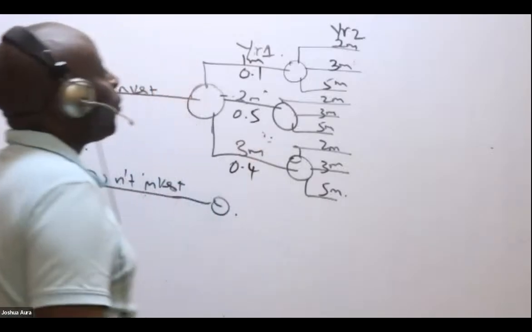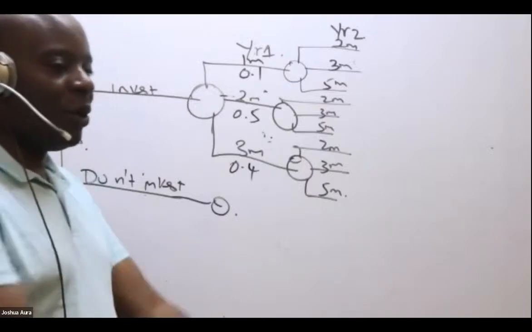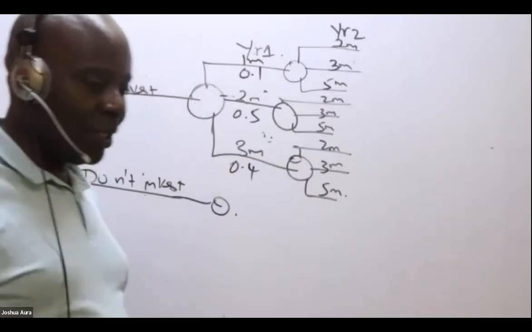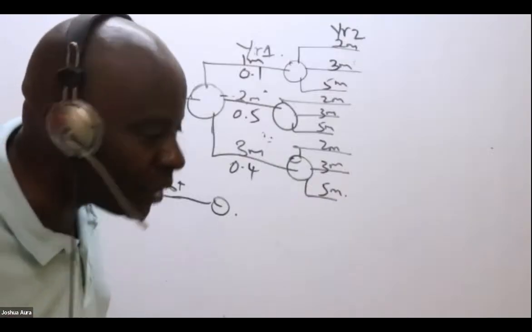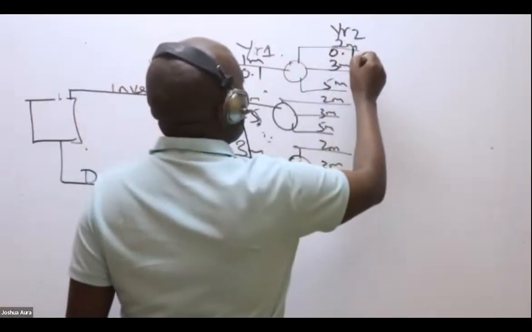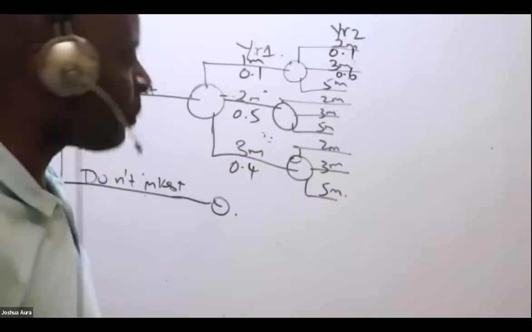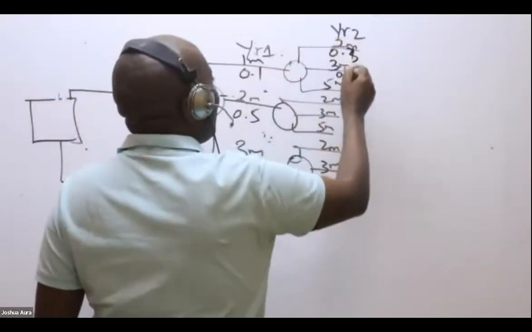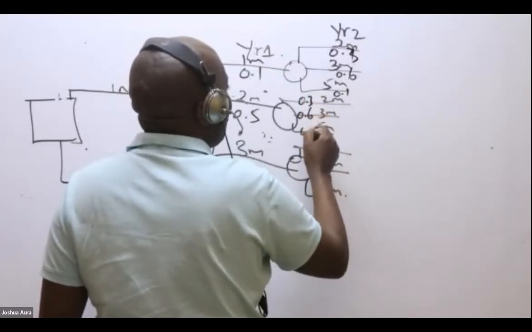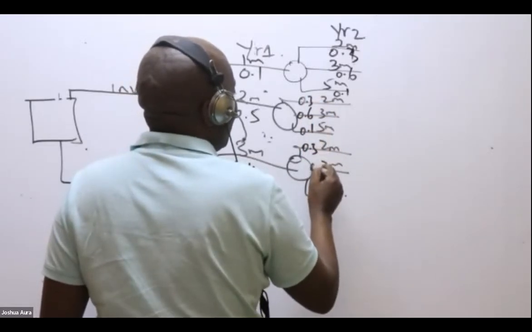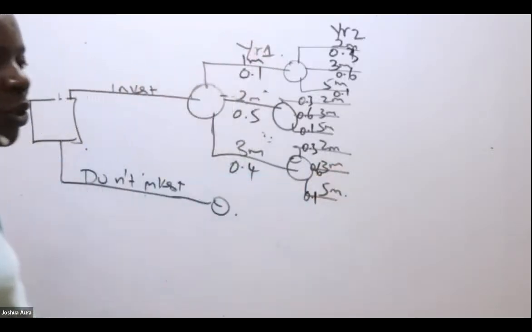Then go to year two probabilities. Are you able to see the year two probabilities? They're given on that table there. You have 0.1, 0.6, 0.1. Haiwezi kuwa hivyo wewe. Haiwezi kuadd to 1. The first one is 0.3, 0.6, 0.1. So we have here 0.3, 0.6, and then we have 0.1 like that. Thank you so much.